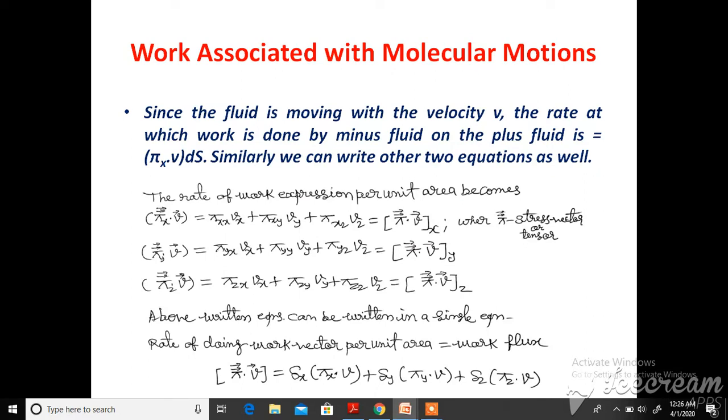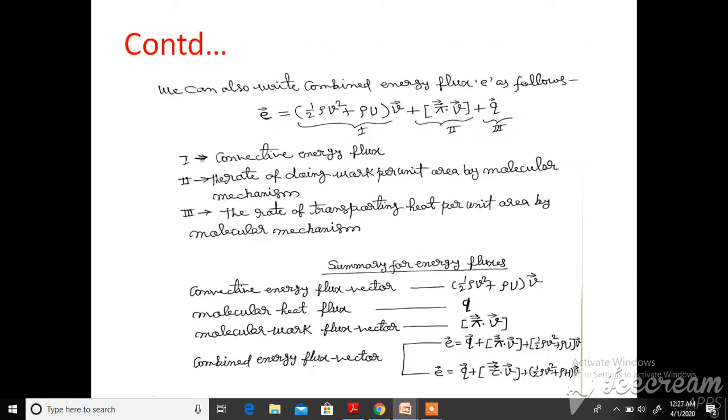In expanded form we can write the rate of work expression per unit area: first, πx tensor dot v vector equals πxx vx plus and so on. This is for the x component, second for y, and third for the z component. These three equations we can write as a single equation in vector or tensor form. That is, the work flux equals tensor π dot vector v equals δx (πx · v) plus so on. So this is the final equation.